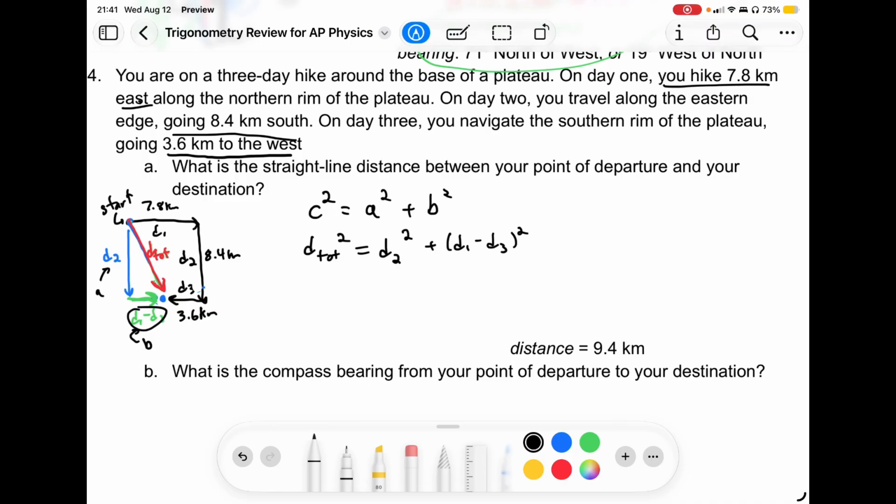And then we can plug in some numbers over there. So D2 is 8.4 kilometers. We're going to square that, plus, inside our parentheses, D1, which was 7.8 kilometers, minus our distance for day 3, which is 3.6 kilometers. And then we're going to need to square that as well.